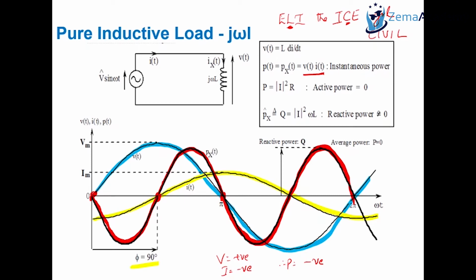Yeah, that's one good point, because if you do the average of that red waveform, what would it be? Yeah, average power is zero. So, as I said, if again the source is your transformer outside your house and the inductor is your load inside the house, what's happening is for the first 90 degrees, 0 to 90, the power is negative, which means the power is being transferred from the load to the source.